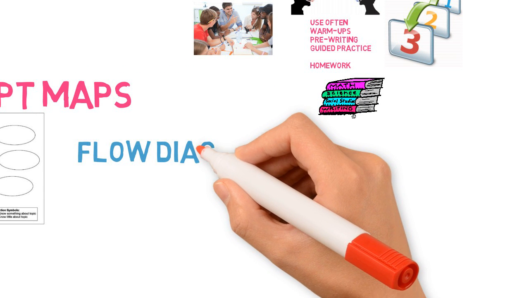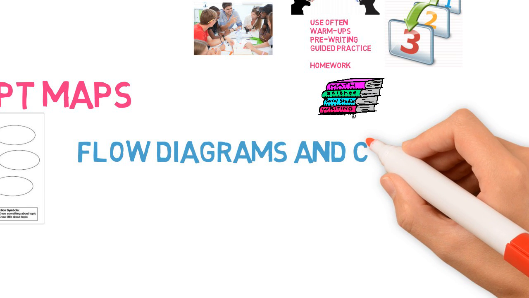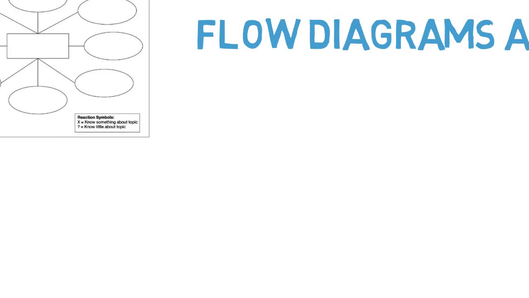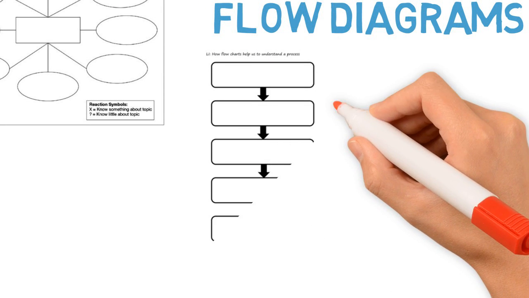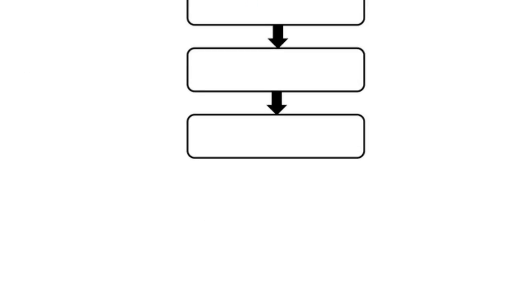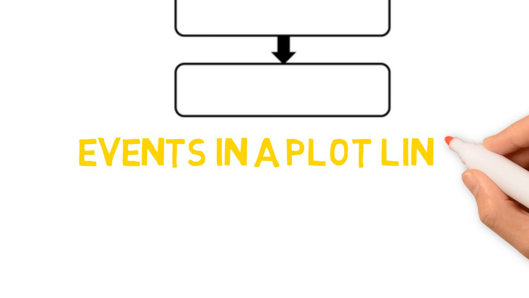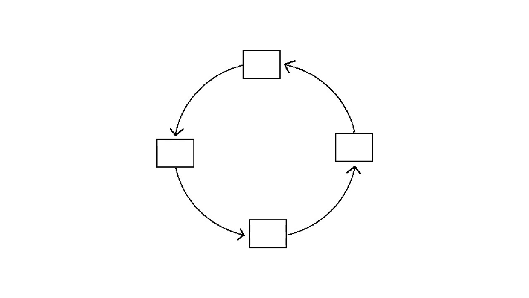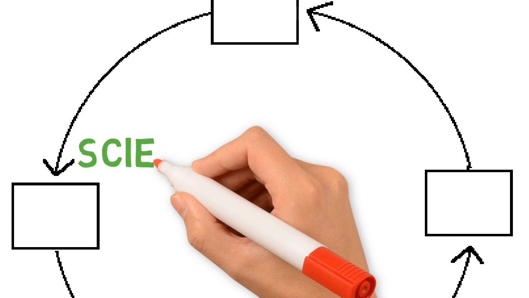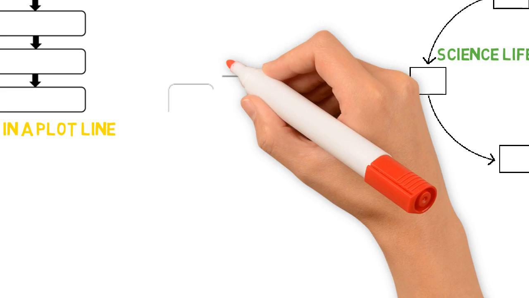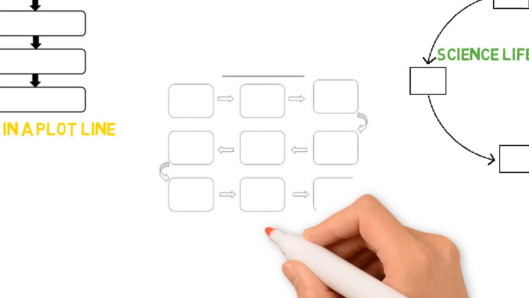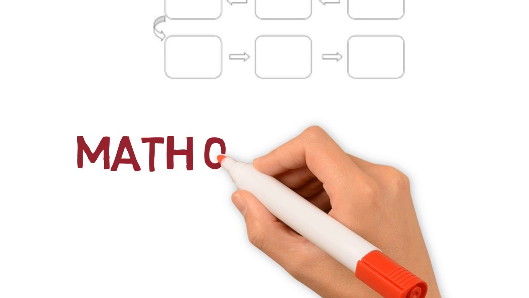Flow diagrams or flow charts are used to show a series of events or steps in the order in which they take place. These are useful when reading to highlight key events in a plot line. In science, they can be used to show the steps of different procedures. And for math, they can highlight the steps to complete specific operations.